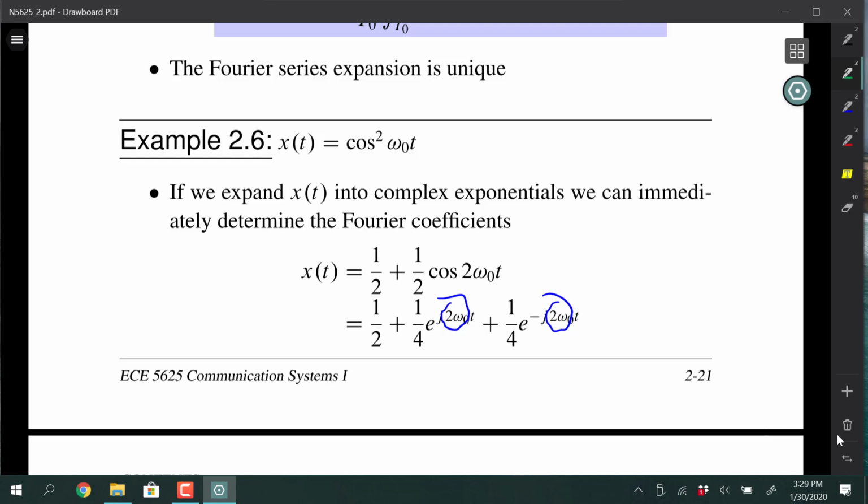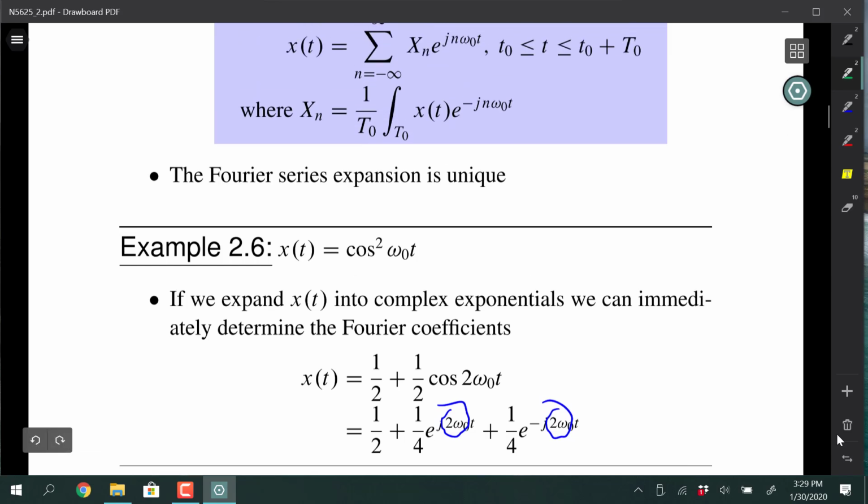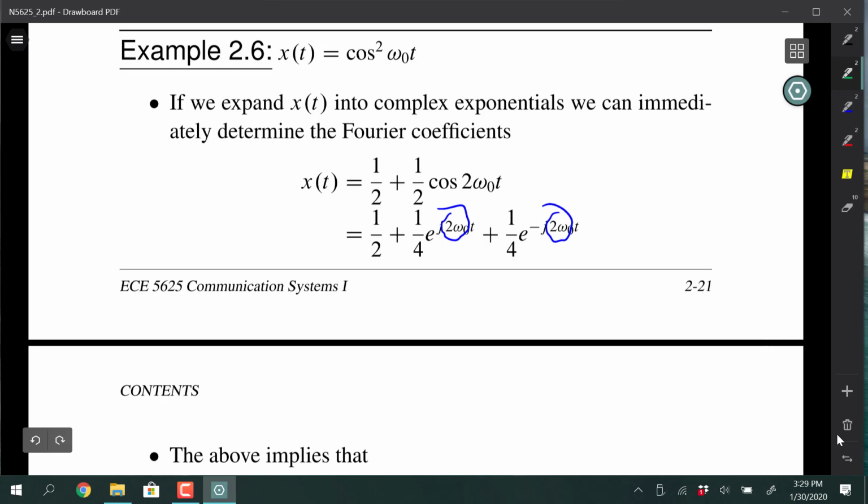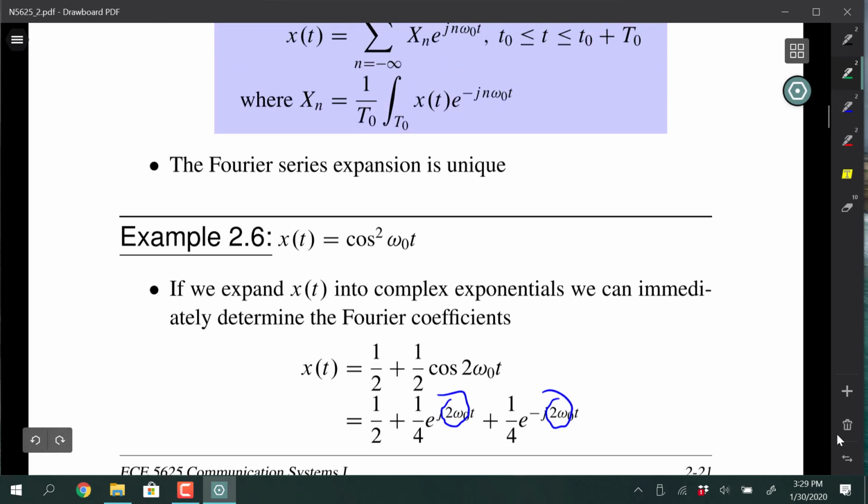Fourier expansion is unique, so the main thing to take away on uniqueness is you don't have to go through this integral to get the Fourier coefficients. If you can get it expanded into complex sinusoids by some other means, that will be equivalent. It's unique. You can't Fourier decompose a periodic signal in any other way except one way, whether you get it by sort of a backhanded way or you get it by doing the integration up here.